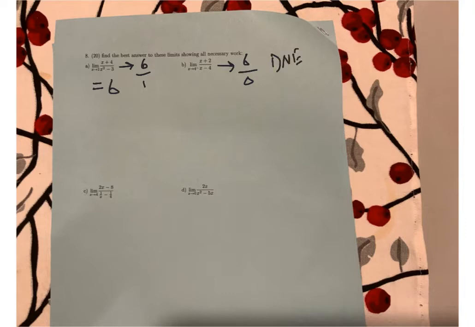We have a 0 down below, a non-zero number on top, and we also know it doesn't exist because the function is going to infinity. And we've been asked to find the best answer. So if we can specify a direction, plus infinity or minus infinity, that's a better answer than D and E. So the way I showed you how to do this is to analyze the sign of the function.